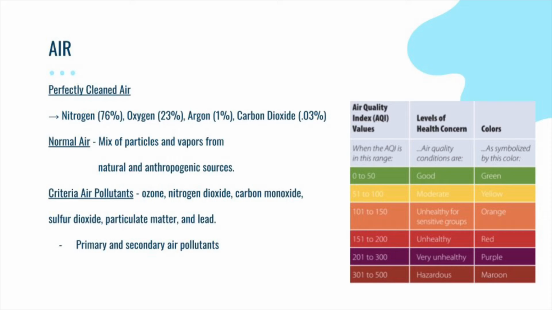Next, we have air pollutants. So criteria air pollutants are ozone, nitrogen dioxide, carbon monoxide, sulfur dioxide, particulate matter, and lead. These pollutants can be characterized as primary if they were directly emitted from the natural or anthropogenic sources, or as secondary when they are generated from chemical reactions amongst the primary pollutants.